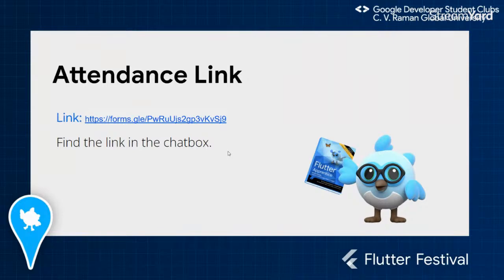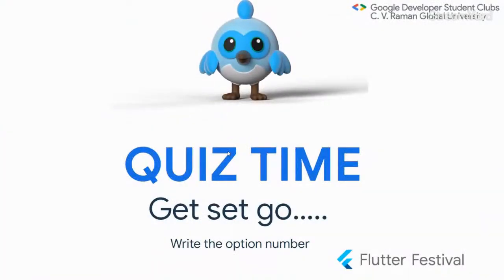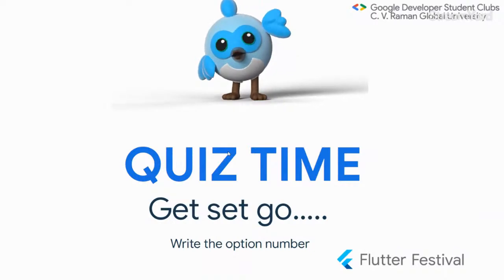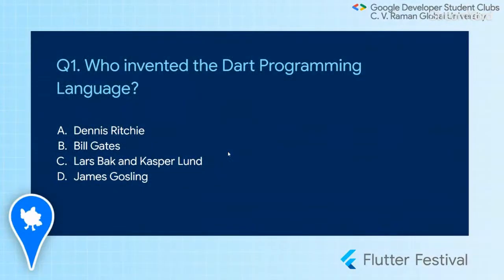Okay, so it's 7:40, we'll be starting the quiz. So let's watch the first question. Who invented the Dart programming language? So you can see the options: Dennis Ritchie, obviously Bill Gates, not. So you can type the options in the chat, the correct answer.